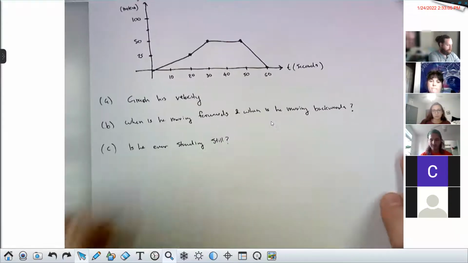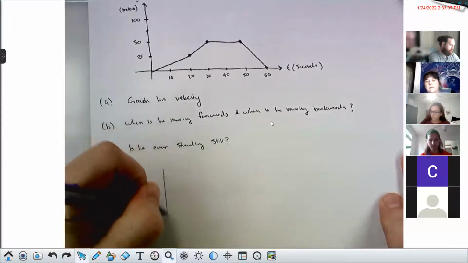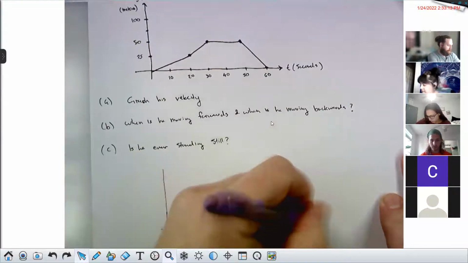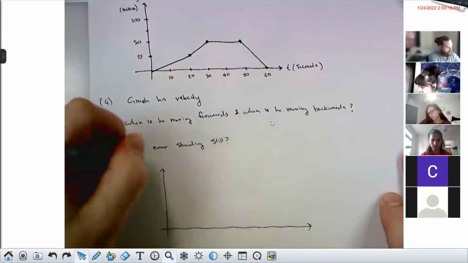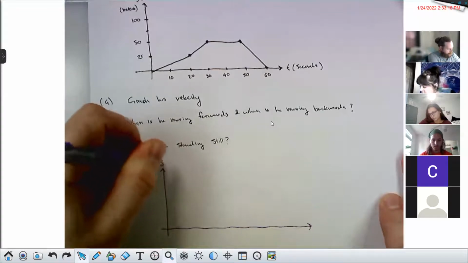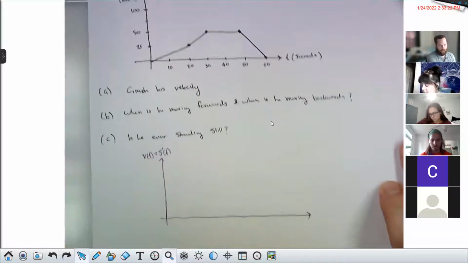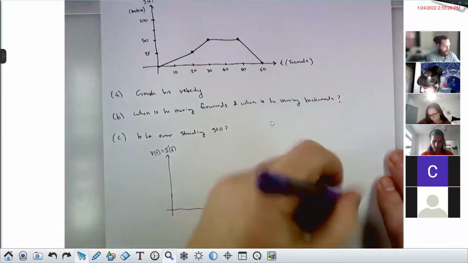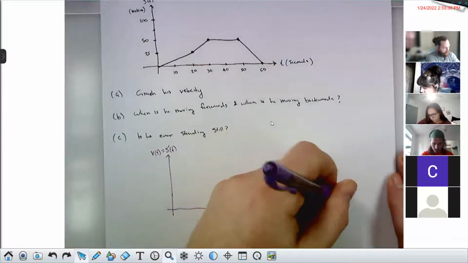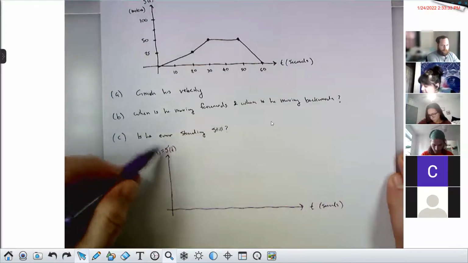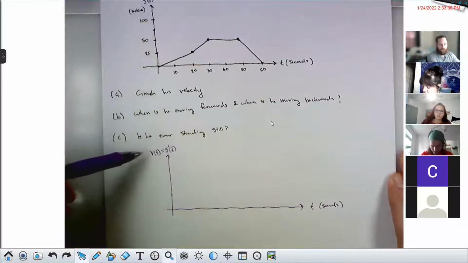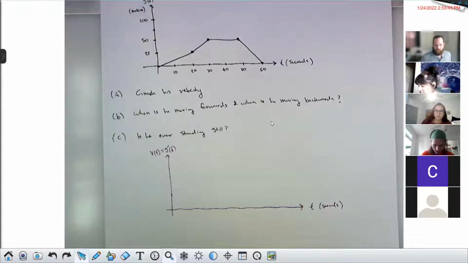So if I wanted to graph his velocity, v of t, which we know is s prime of t, the derivative, right? Velocity is the derivative of position. The time here is still measured in seconds. What would the units for v of t be? If position here is measured in meters and time is measured in seconds, then the rate of change of position is measured in what? Meters per second. Very good.